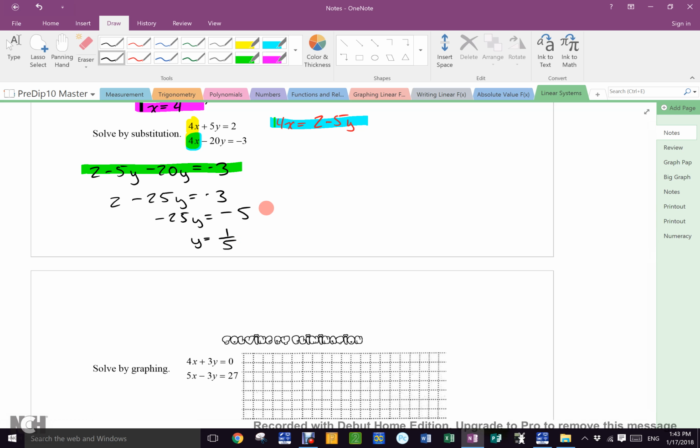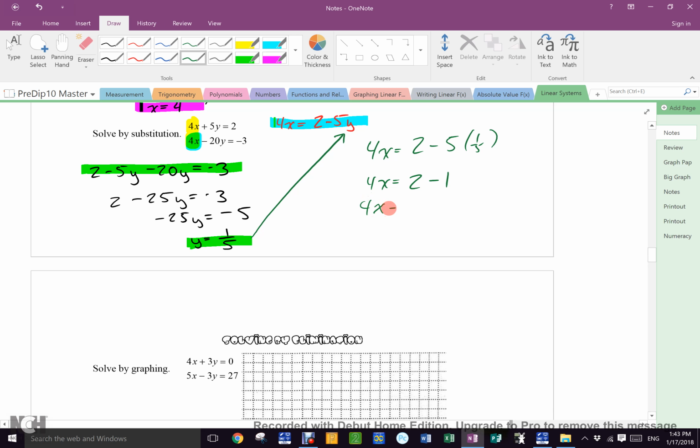Once y is 1/5, what do I do with that? I bring it right up there. 4x equals 2 minus 5 times 1/5. 4x equals 2 minus 1. 4x equals 1. X equals 1/4.